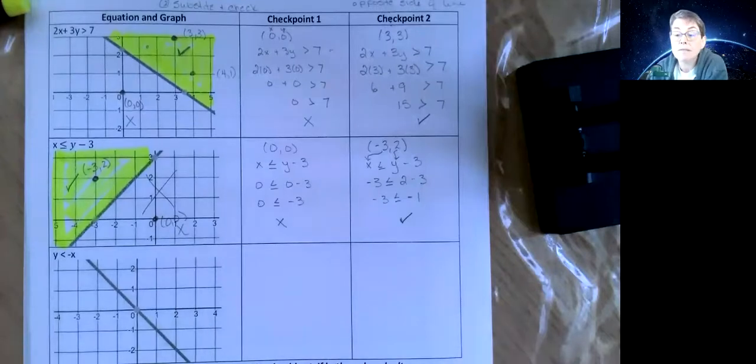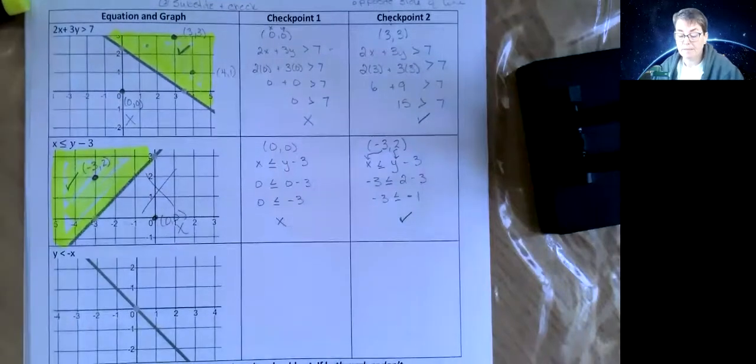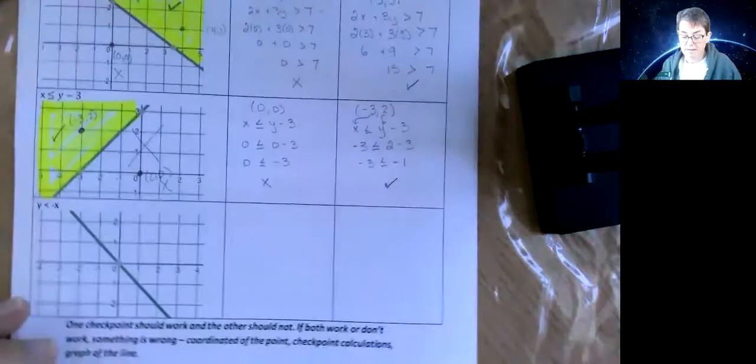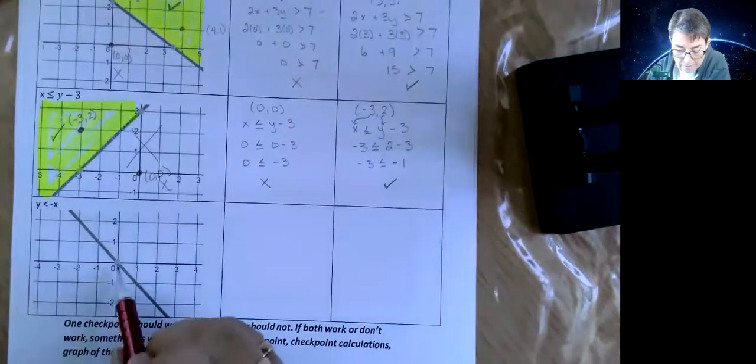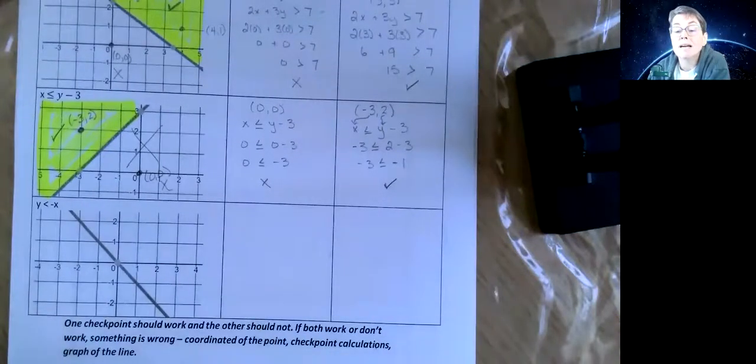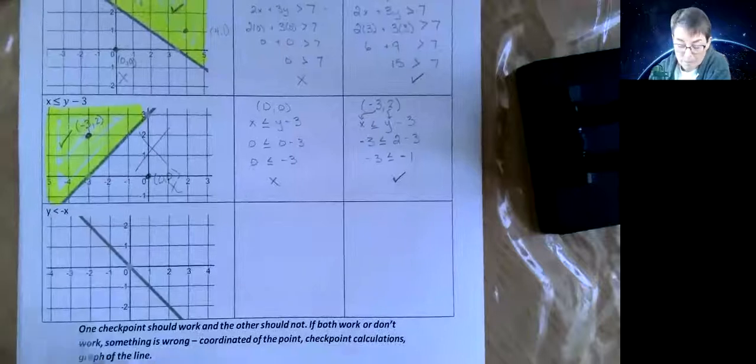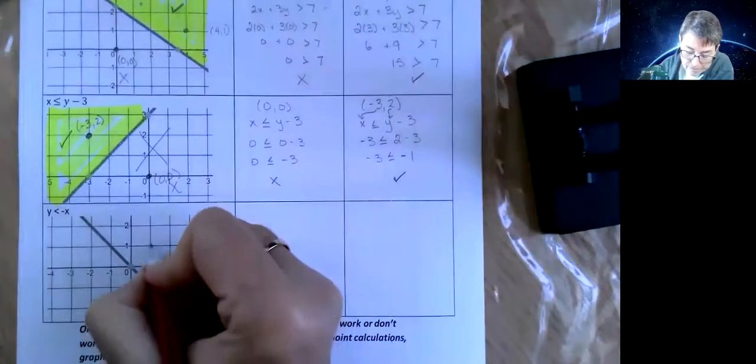How about you do the last one? All right, I trust that you did. And on this equation, I don't get to use 0, 0 as my point because my line goes right through it. Remember, your first point can be anywhere you want, just not on the line. So, use 1 and 1.